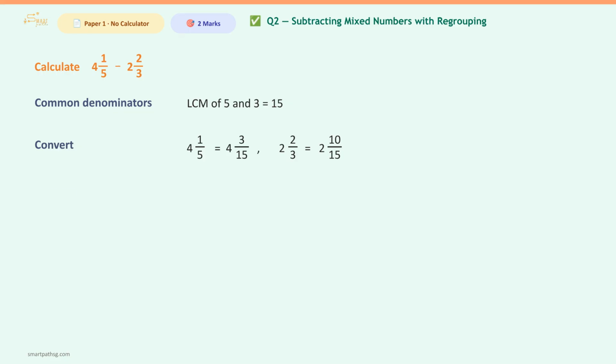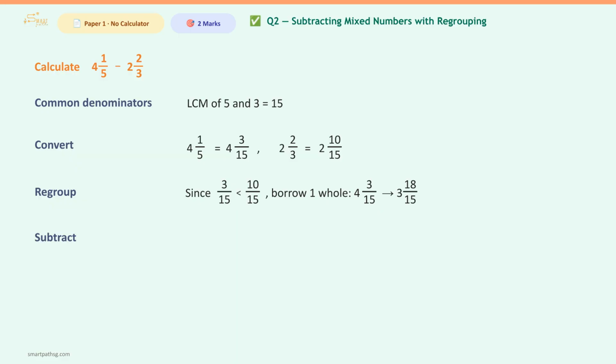Step 3, regroup. Before subtracting, we check the fractional parts. Can we subtract 10/15 from 3/15? No, because 3 is smaller than 10. This is where we must regroup or borrow a whole number. We take 1 whole from the 4, leaving 3. That 1 whole is 15/15. We add the 15/15 to the 3/15, giving us 18/15. So 4 and 3/15 changes to 3 and 18/15.